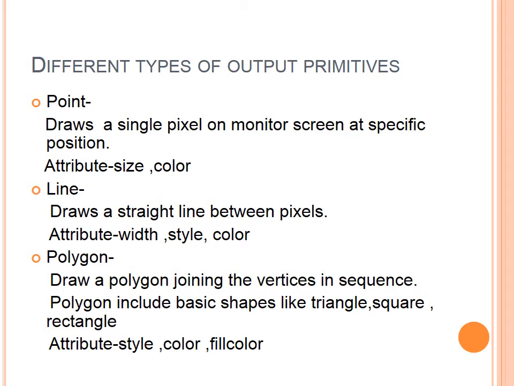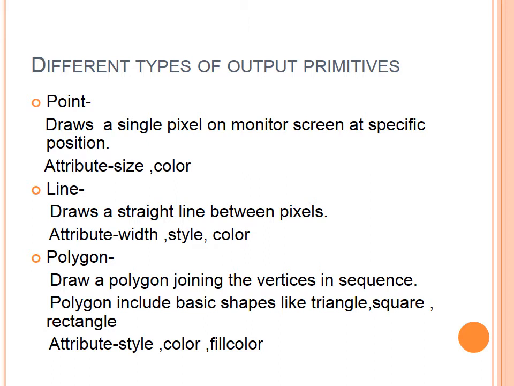First is point. By using point, we draw a single pixel on the monitor screen at a specific position. And the attributes are size and color. Size means any number, like 1, 2, 3. And color is any color like red, green, yellow.